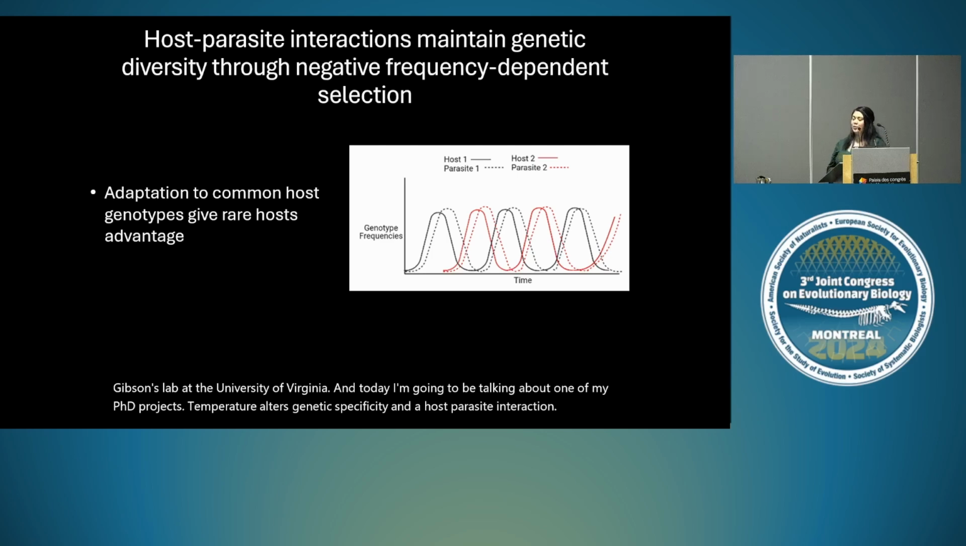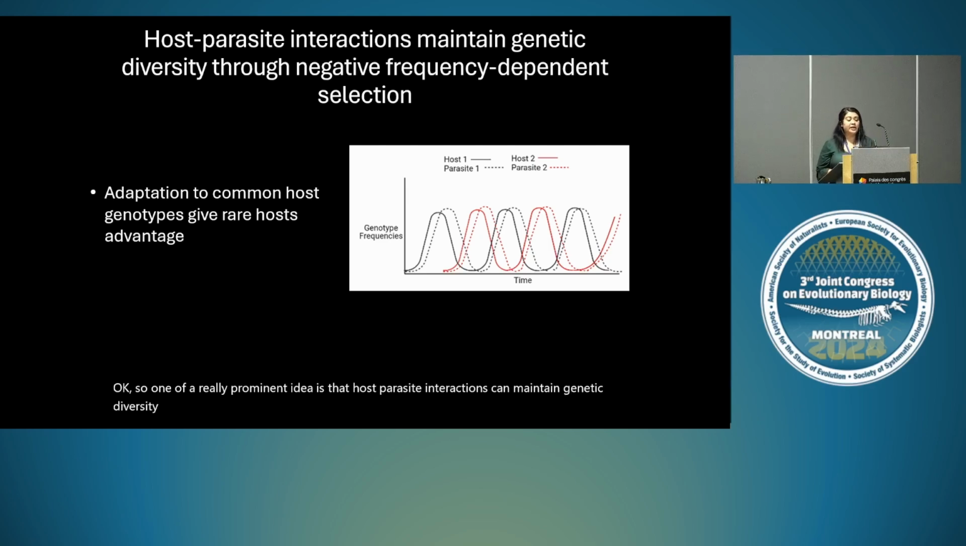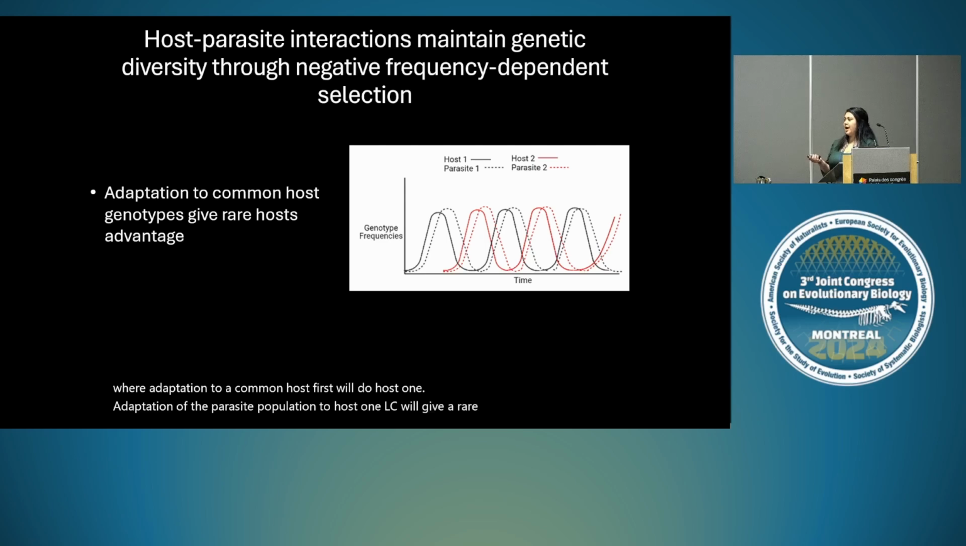So one really prominent idea is that host-parasite interactions can maintain genetic diversity through negative frequency-dependent selection. I have that depicted here, where adaptation of the parasite population to a common host, first we'll do host 1, will give a rare host an advantage. So as this increases in frequency, its compatible parasite population comes with it, thus resulting in a fitness advantage for the rare host in the population.